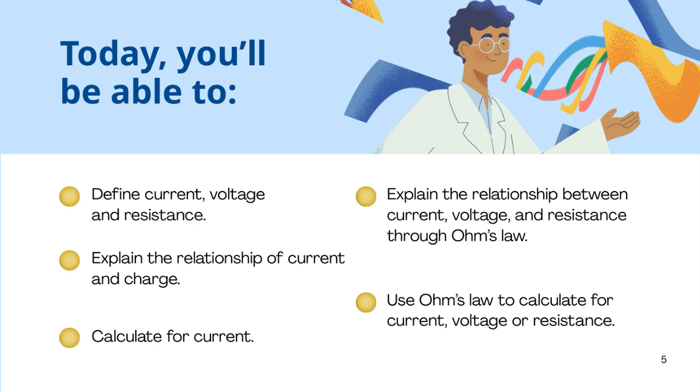For example, if you want to find the current, you just divide the voltage by the resistance. This relationship is key to troubleshooting circuits and designing electrical systems. Now, let's connect this to the concept of current and charge. Current is the flow of electric charge, so understanding how charge moves in response to voltage and resistance helps us see why current behaves the way it does in different situations.